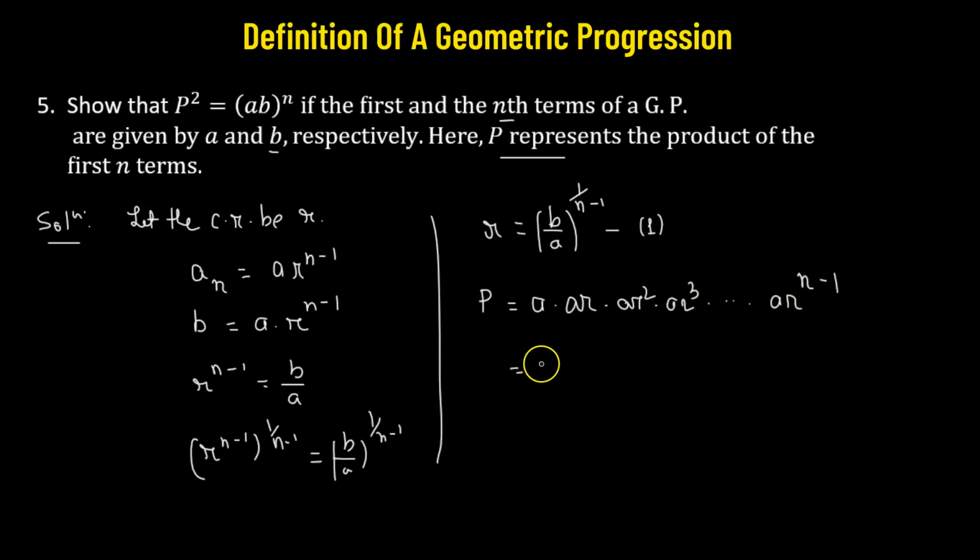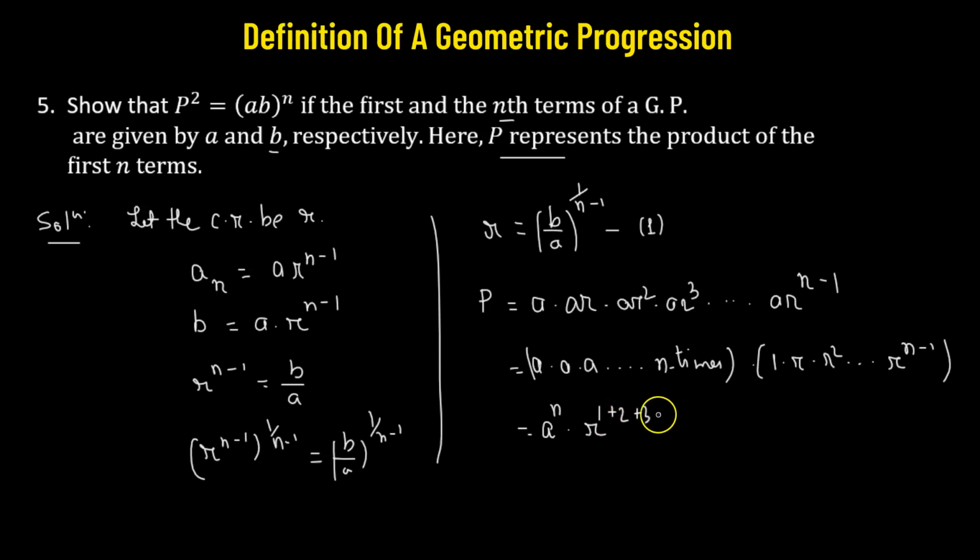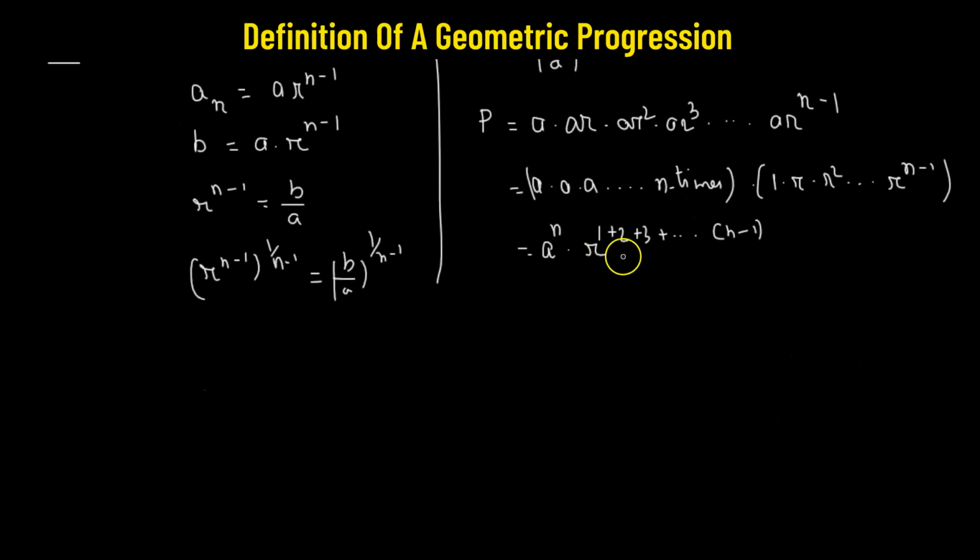Now, we can combine all the a terms together. That means we'll multiply all the first terms together. This happens up to n times, n number of times. And similarly, we have our first term is 1 multiplied to r times r squared. This goes all the way up to n minus 1. So a multiplied to itself n number of times, so this is going to be a raised to the power of n. And we have r times r squared, so this is actually r raised to the power of 1 plus 2 plus 3 all the way up to n minus 1.